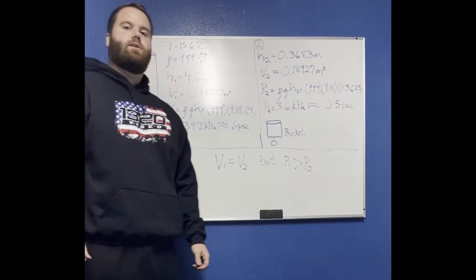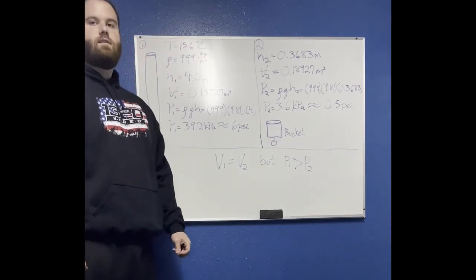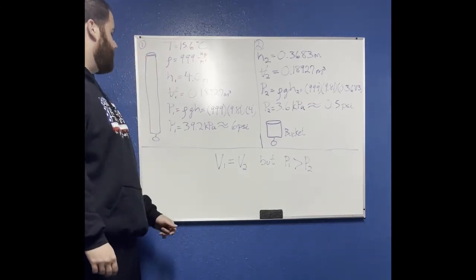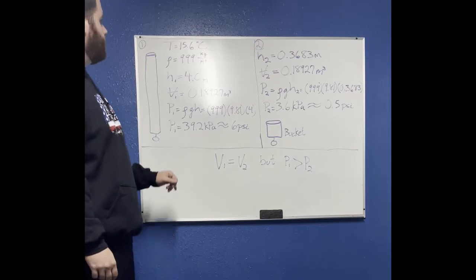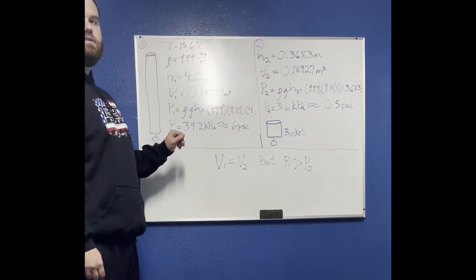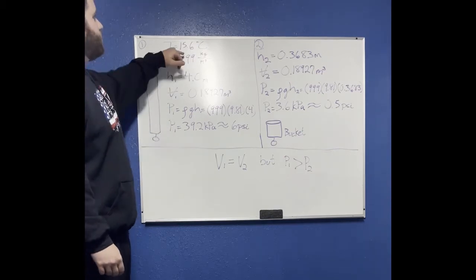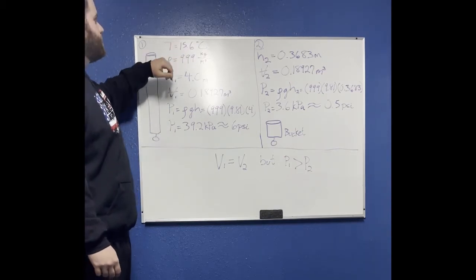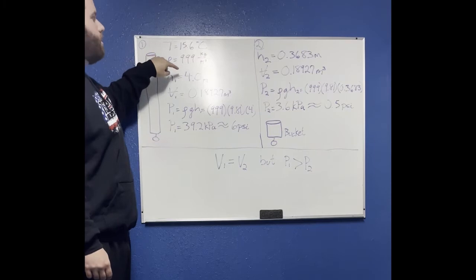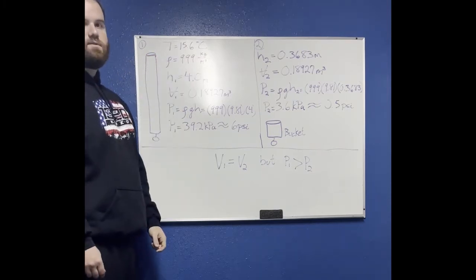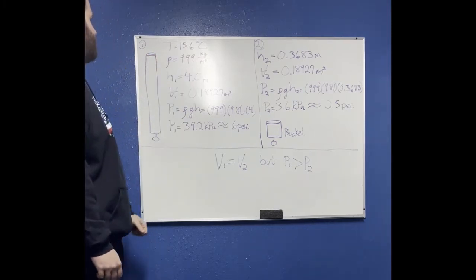Today we did an experiment displaying the abilities of creating potential energy with fluid and how height affects it rather than volume of the fluid. So today the temperature was 15.6 degrees Celsius, putting our density of water at 999 kilograms per meter cubed.